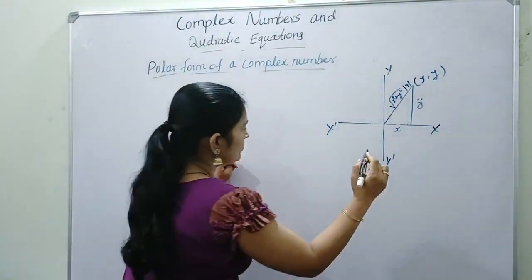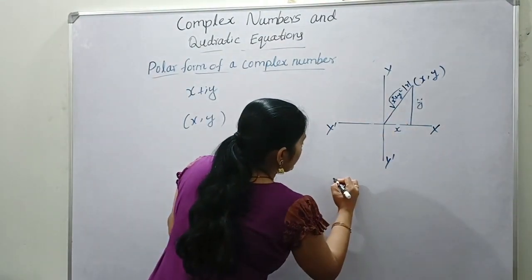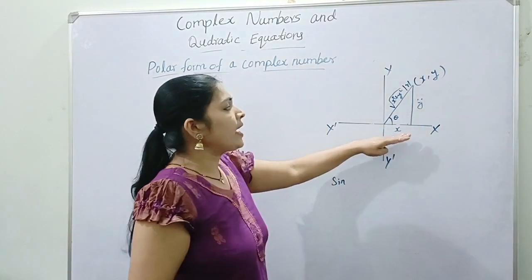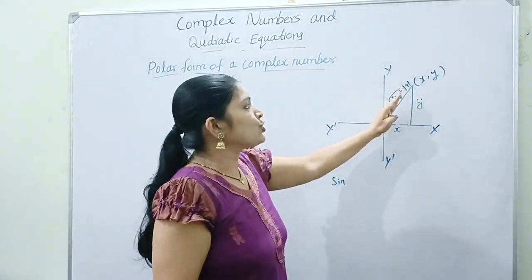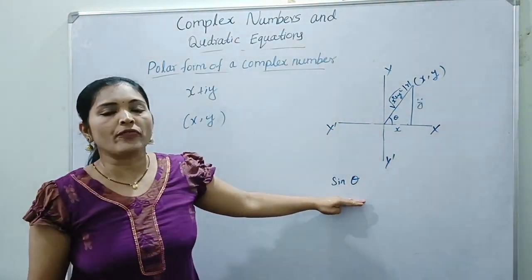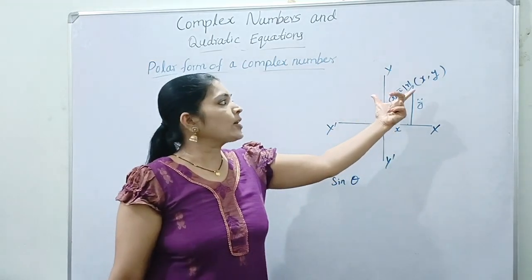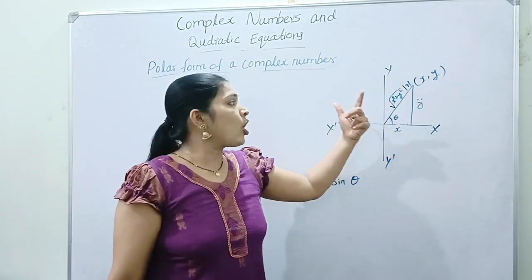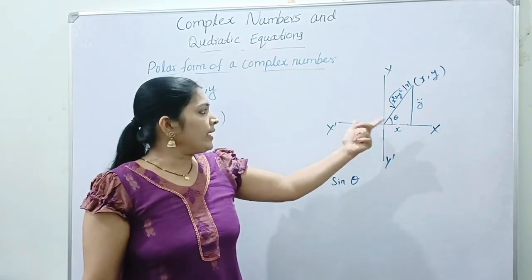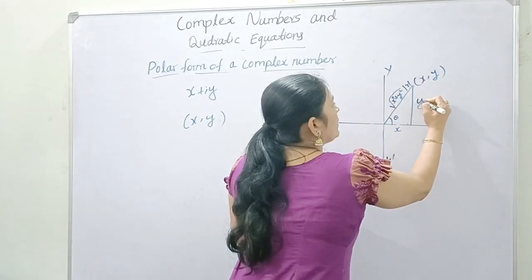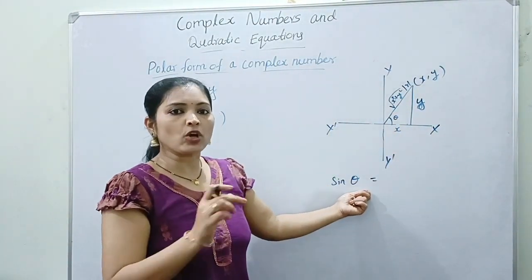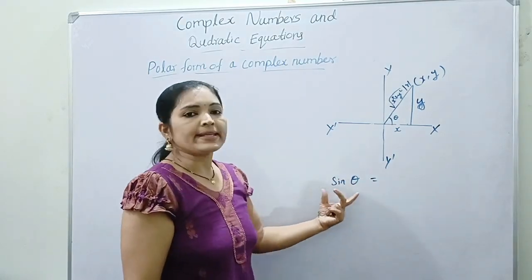Since it is a right angle triangle, let theta be the angle from the x-axis to the ray. This theta is called the argument of the complex number. Since we are representing a complex number in a plane, that plane is called the Argand plane. Here theta is called the argument of the complex number. So let us see what sin theta is.